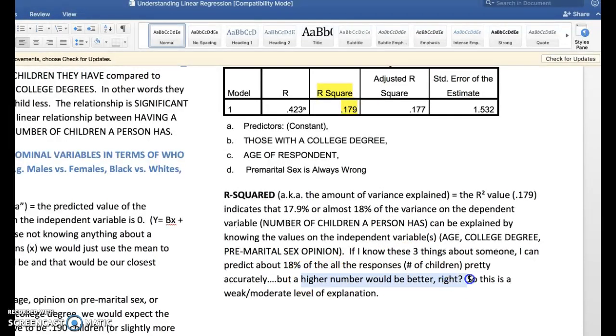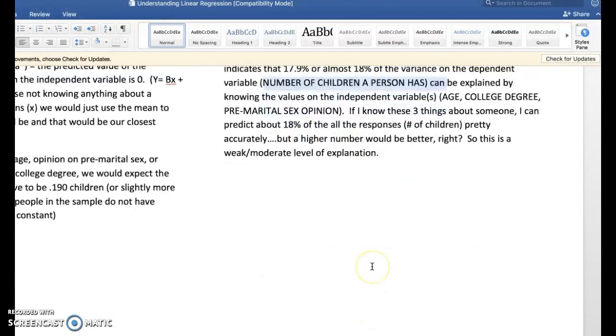A higher number would be better, right? So we call that, it's not a strong relationship, it's kind of weak to moderate. I don't get a lot of coverage by knowing these things to be able to explain all the different answers people have on how many children they have, okay?